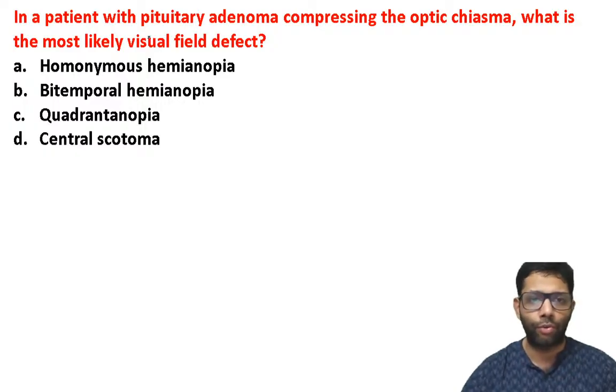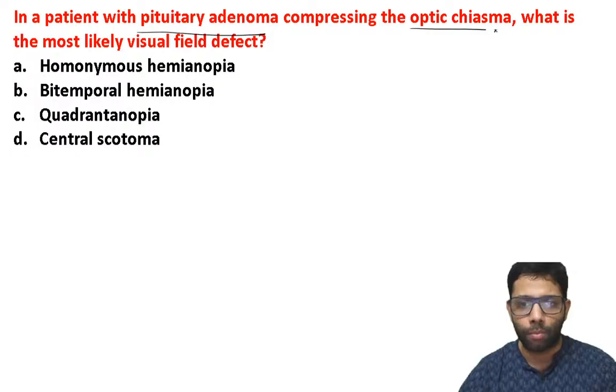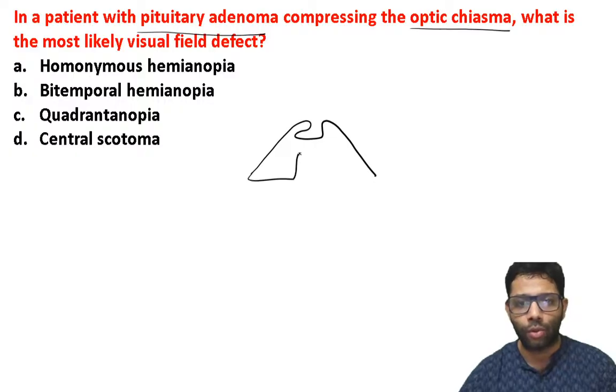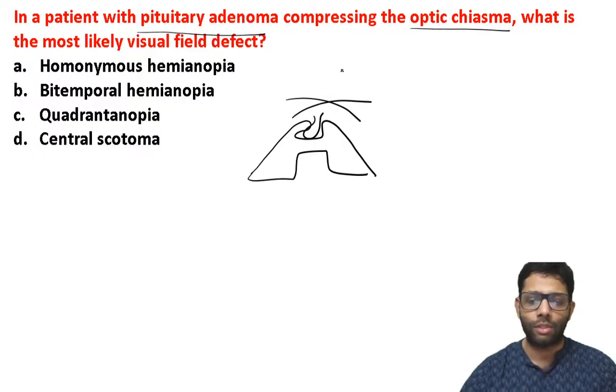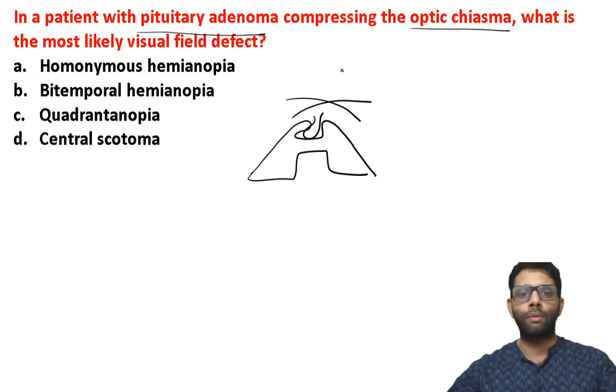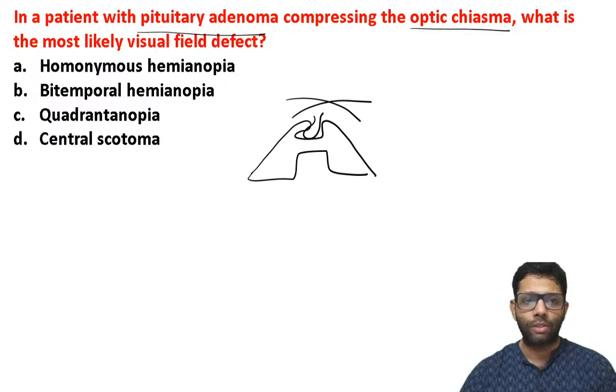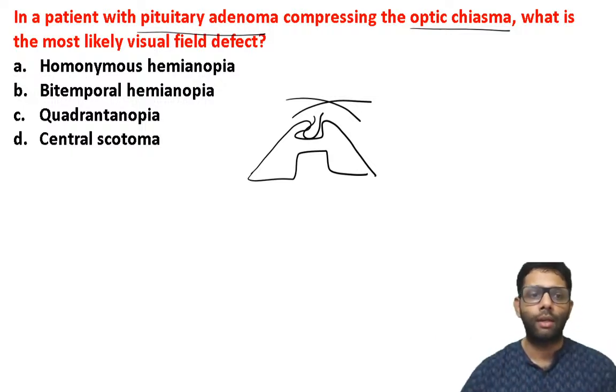Now this one question on visual field is definitely going to come in an exam. In a patient of pituitary adenoma compressing the optic chiasma, you should know that this is the cavernous sinus, which is behind the apex of the orbit. Above that is the pituitary gland. Above that there is the optic chiasma. And in the optic chiasma, the nasal fibers of the optic nerve are crossing. If the nasal fibers are crossing, the nasal fibers represent the temporal part of the visual field. So the patient has bitemporal hemianopia.